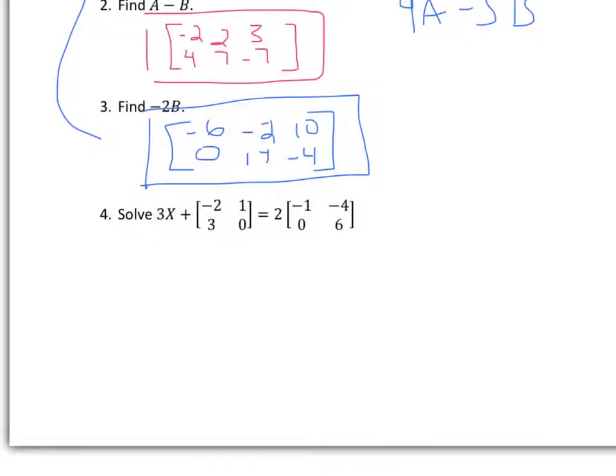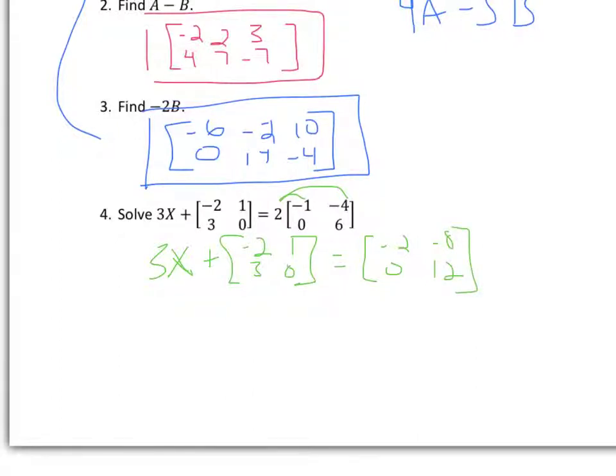Well, you have to start by distributing over here. Before you mess with this matrix, you have to distribute this 2 all throughout that matrix. So 3x doesn't change, plus that 2 by 2 matrix doesn't change. But when we distribute this 2 all around, we're going to get negative 2, 0, negative 8, 12.